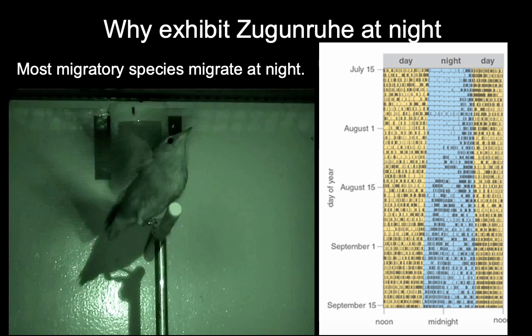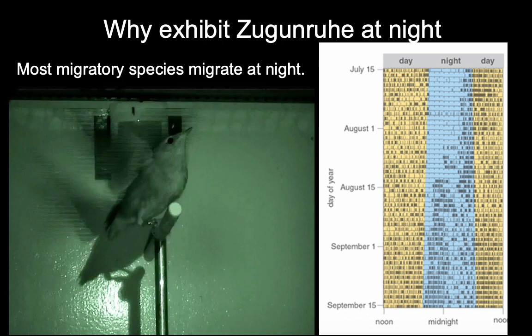So you can see July 15th. Well, I should say the little black marks are when the bird is active. So there's probably a perch in the cage, or perhaps some invisible laser beams, in which whenever the bird hops on the perch or breaks the laser beam, it records that.